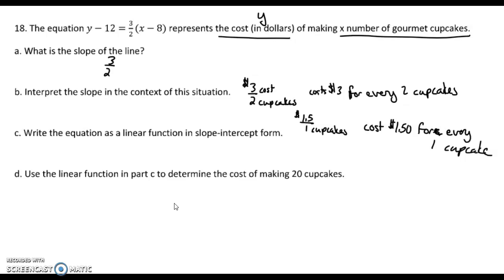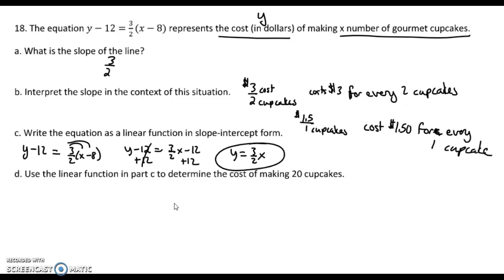Now it says write the equation as a linear function in slope-intercept form. So all you have to do is distribute the 3 halves. Sorry I didn't leave you much room here. That's going to get us 3 halves x. 3 times negative 8 is negative 24, divided by 2 is negative 12, and then add 12. So I get y equals 3 halves x. That's slope-intercept form. Then negative 12 plus 12 makes 0, and that's why there's no visible y-intercept. Or I guess the y-intercept is 0.